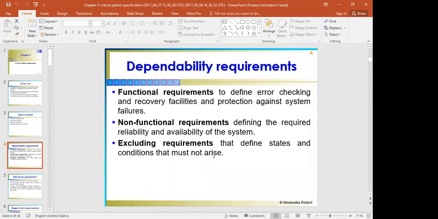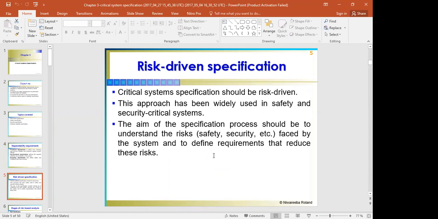There are different types. We have the functional requirements, which define error checking and recovery facilities and protection against system failures. The non-functional requirements, which define the required reliability and availability of the system, and the excluding requirements that define states and conditions that must not arise. So they just give those definitions really to make you understand better what these requirements are.